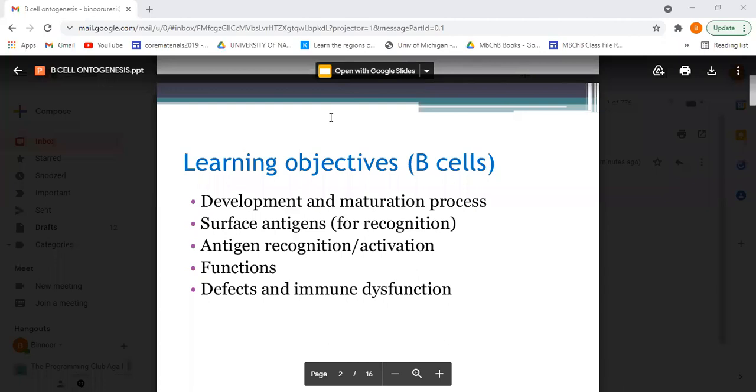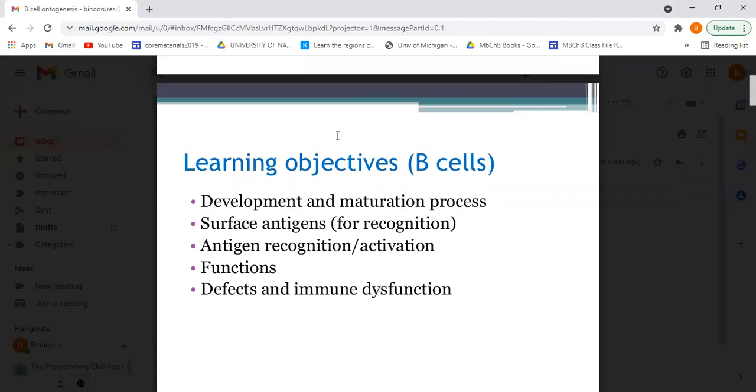And that relates to overall dysfunction, looking at the B cell is not properly developed and the functions that come with it are hindered or impaired. Next slide.